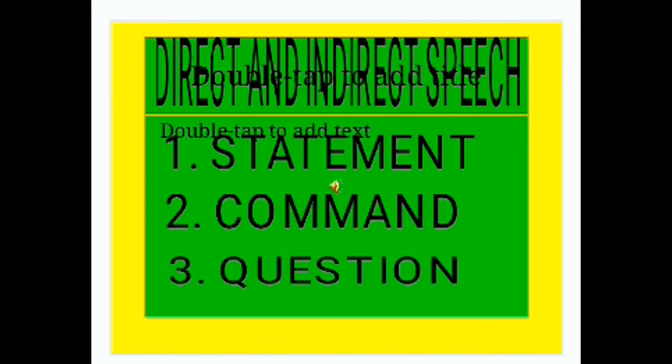After we finish the poetic section, we move on to the grammar part, direct and indirect speech, my dear children. From direct to indirect, there are three types of sentences: statement, command, and question. So, these three types, how will you change them to indirect?